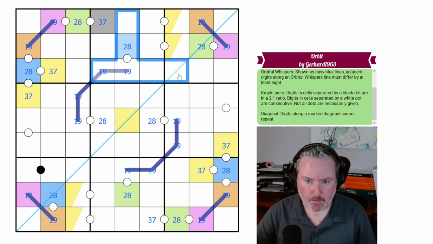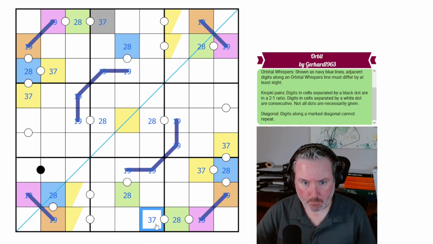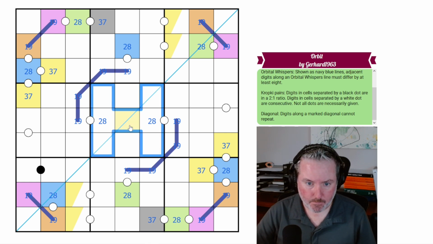We do know that one of those 3s is. What about here? What is this guy? This is a gray 3-7. Maybe we can continue looking at it that way. One of these two must be a gray 3-7. I don't like that look either.